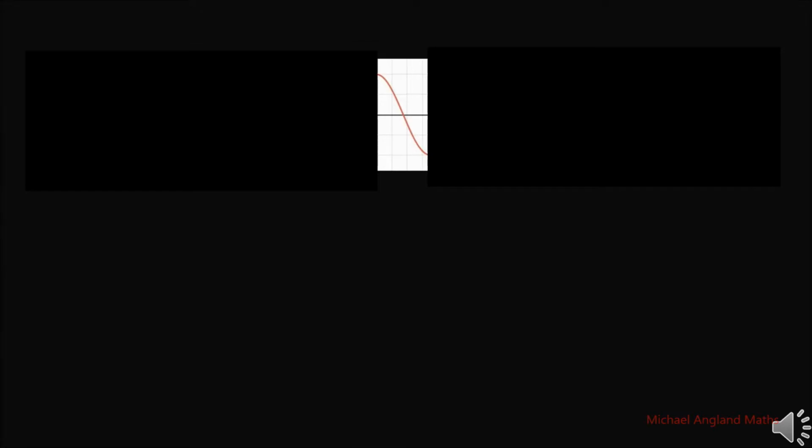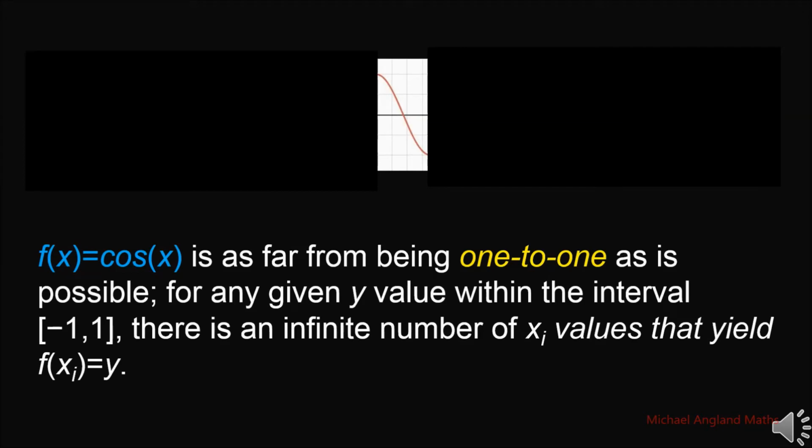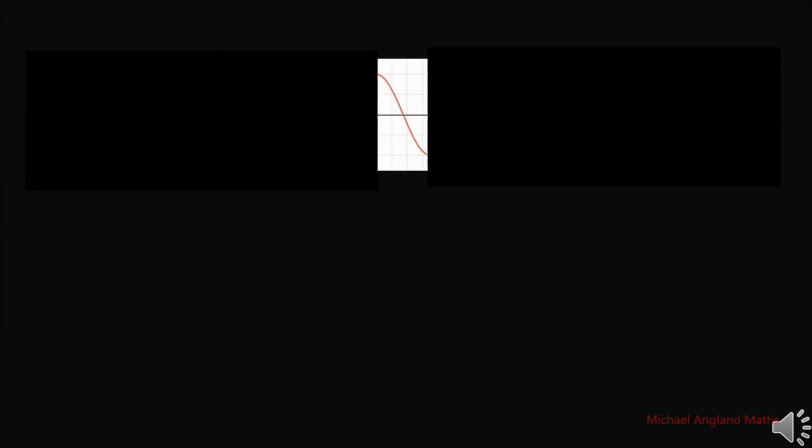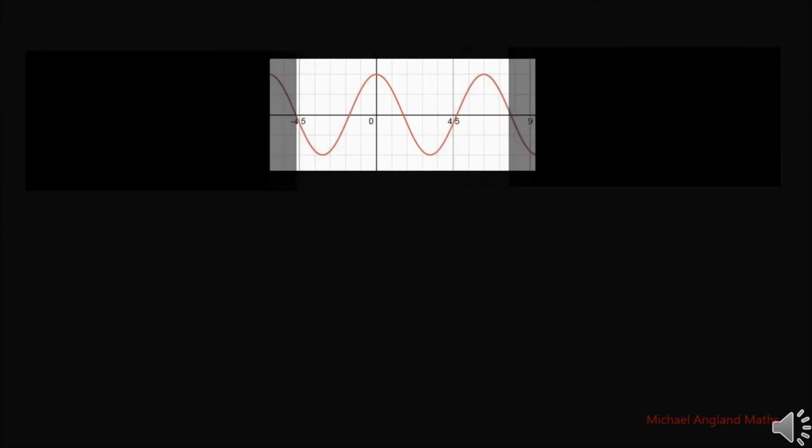Well, from the previous slide, we remember reading that f of x equals cos x is not a one-to-one function. It's as far from being one-to-one as is possible, because for any given y value within the interval of minus 1 to 1, which is the range of cos x, there's an infinite number of x values that yield that. And we'll see that now as we reveal the rest of this function.